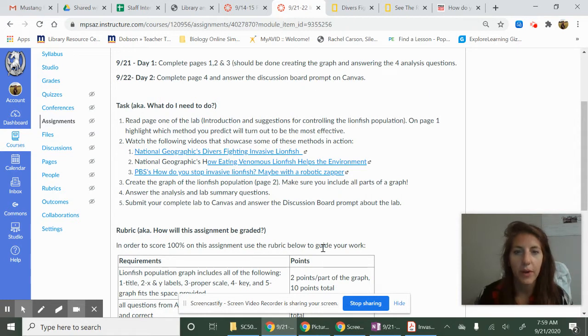So here's your task, what you need to do. You're going to read page 1 of the lab, which is in OneNote. I'll show you that here in a minute. And then you're going to highlight what method you predict will be the most effective. There are 5 methods that scientists are using. Pick one and highlight it.